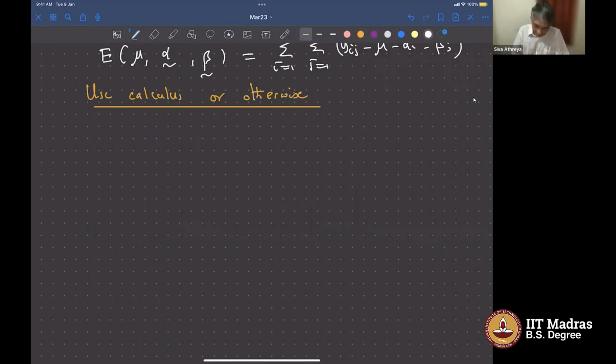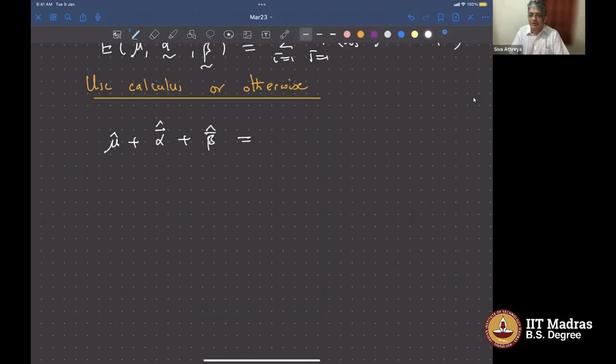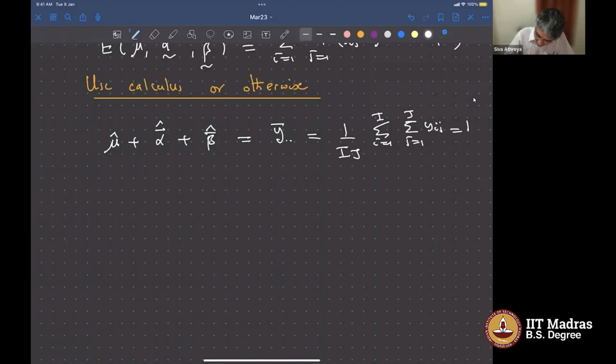So let's say we get mu hat plus alpha bar hat plus beta bar hat. You can get that to be equal to the total mean, that is y dot dot bar. It's just the same as 1 over I times J, the sum from i equal to 1 to capital I, the sum from j equal to 1 to capital J of y_ij. You could think of it again as the total T double dot divided by IJ.